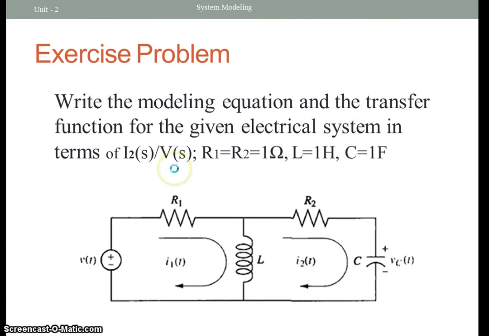Let's go on to another example. This time we have a two-loop electrical circuit. The problem is, write the modeling equation, that means the differential equation, and the transfer function for the given electrical system in terms of I2 of S and V of S. And the values of the resistors, the inductor, and the capacitor are given, and these are arbitrary values, and we will be using 1 ohm, 1 Henry, and 1 farad for simplicity of the solution of this problem.